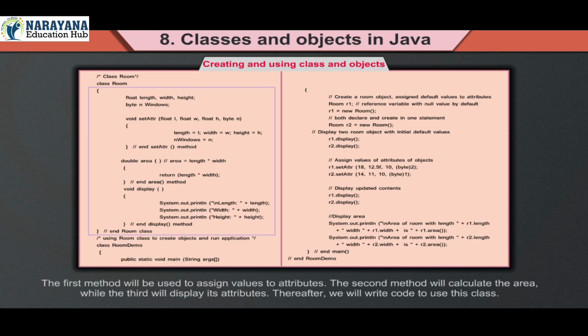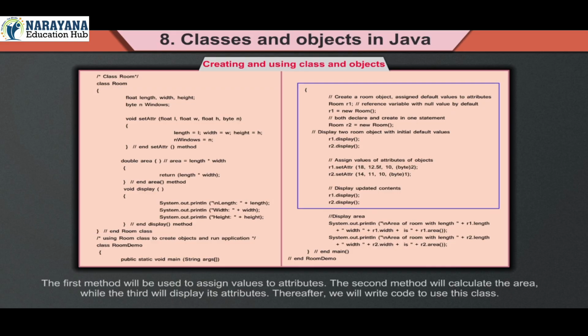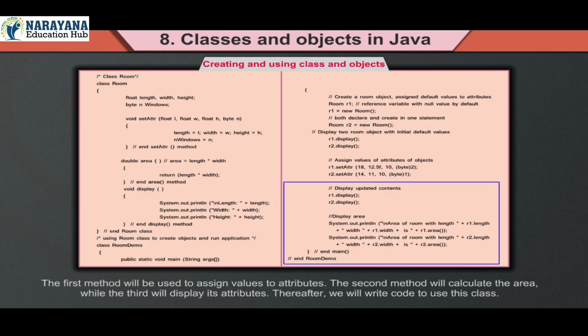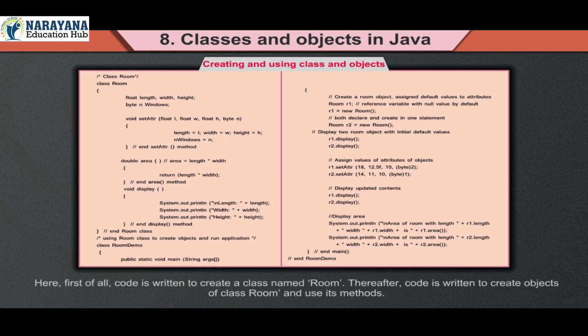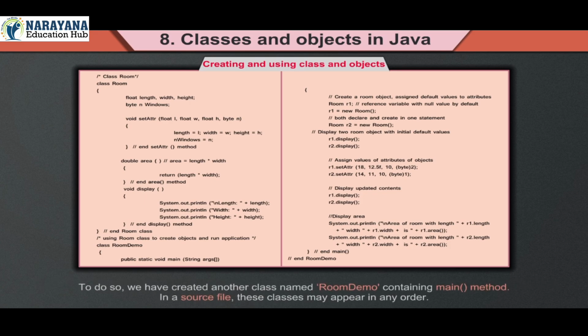The first method will be used to assign values to attributes. The second method will calculate the area, while the third will display its attributes. Thereafter, we will write code to use this class. Here, first of all, code is written to create a class named room. Thereafter, code is written to create objects of class room and use its methods. To do so, we have created another class named roomDemo containing the main method.